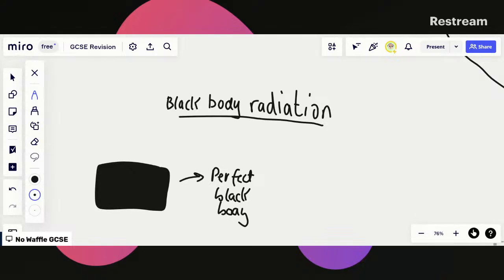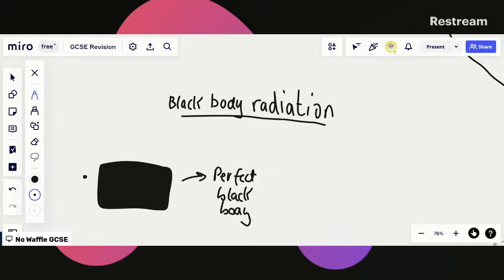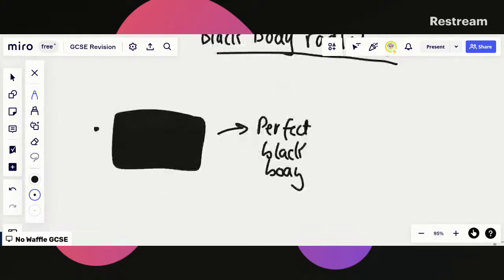Now, all objects emit electromagnetic radiation due to the energy in their thermal energy stores. So, as we said, everything emits electromagnetic radiation. It doesn't even have to be necessarily hot. It will always emit some radiation. Now, the radiation isn't just in the infrared part of the spectrum, it covers a range of wavelengths and frequencies. So, we're not always just emitting infrared, we're emitting loads of different types of electromagnetic radiation. And perfect black bodies are the best absorber and emitter of any type of radiation.